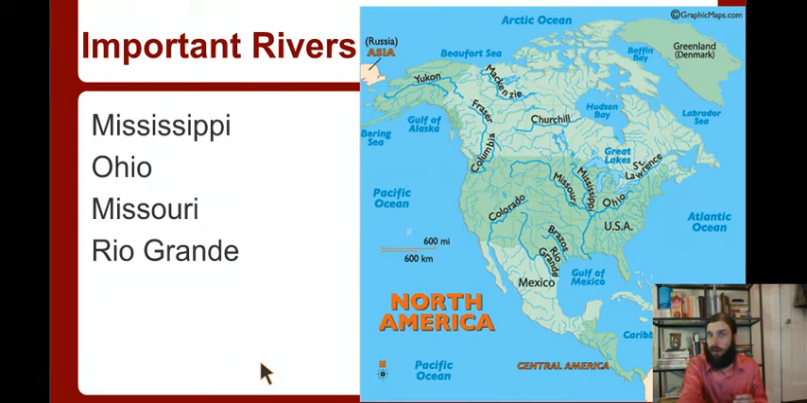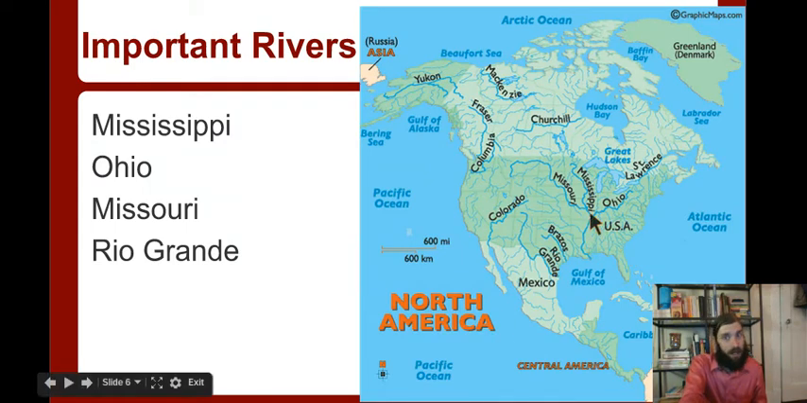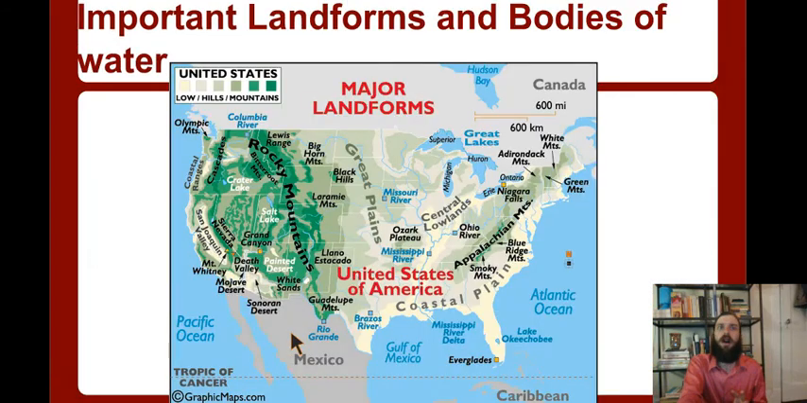So, first, your important rivers. The Mississippi, you got to know that one, runs north and south. The Ohio shoots off to the east. The Missouri shoots off over to the west. And the Rio Grande, all right? Rio Grande means big river in Spanish. We oftentimes say Rio Grande, but in Spanish, it's Rio Grande. Remember that the river that has the Spanish name is in between the United States and Mexico. Those are your important rivers. Only four.